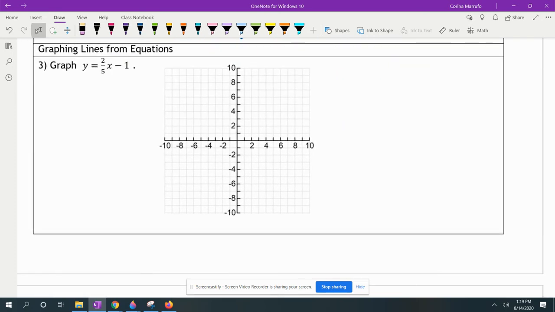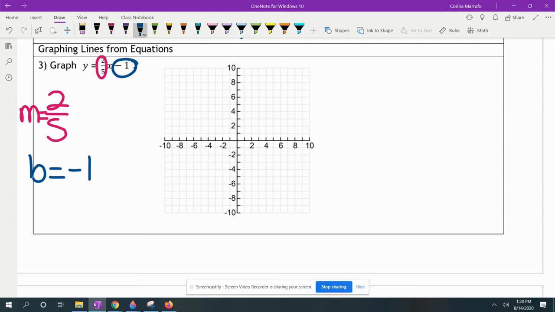The next one wants us to graph this line. So if we look here, our slope here is 2 over 5. So that means that our rise over our run is up 2 over 5. Then the next thing that we look for is the y-intercept, which is negative 1. So b equals negative 1. So m is 2 over 5.